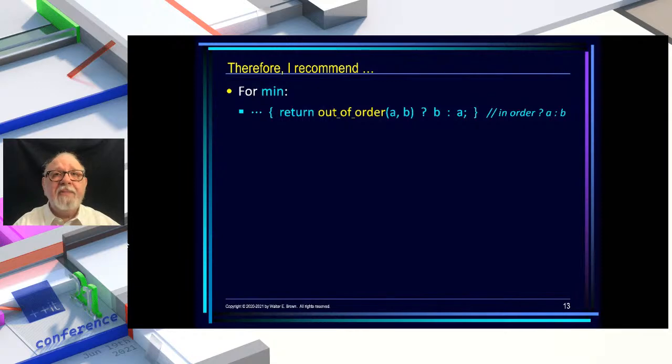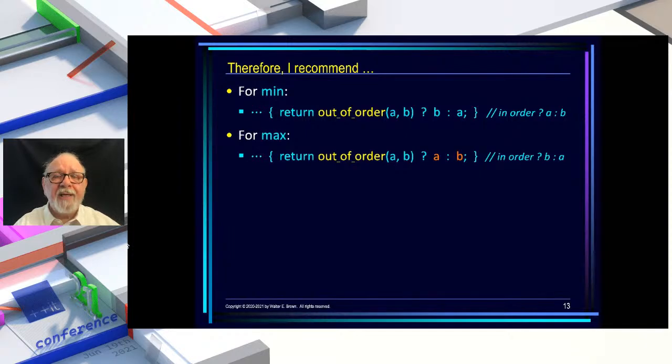And I understand some people may prefer to code this as: ask the question, are they in order? If so, return A, otherwise return B. But this is closer to the formulation that I prefer. There are times to use in order rather than out of order, but here I prefer out of order. Similarly, for max, as I'm sure you can predict, if there is a reason to do otherwise, namely, if A and B are out of order, then we return A, otherwise we prefer to return B.